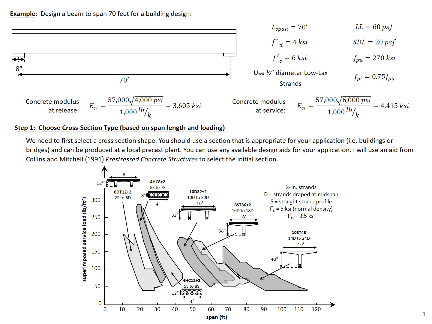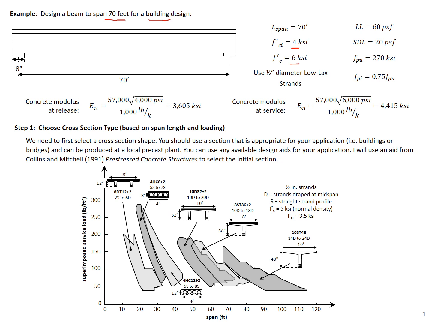In this example problem, we're going to design a beam to span 70 feet for a building. You can see some of the given properties. We're going to use concrete with an initial release strength of 4 KSI and an ultimate strength of 6 KSI. These will be initial values that we assume, and in the design process, we can always specify a strength that's less or more than that.